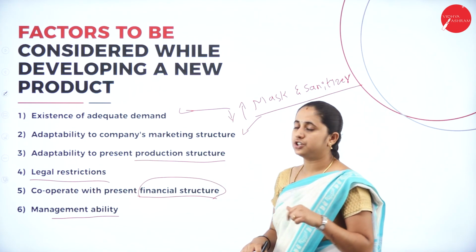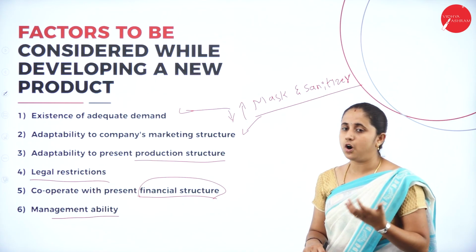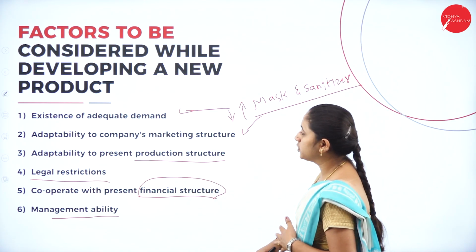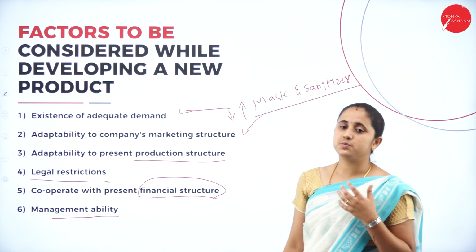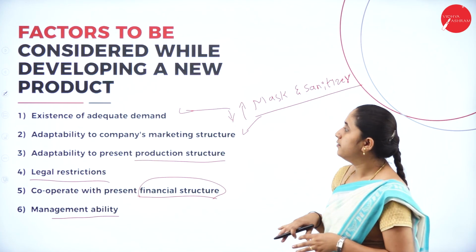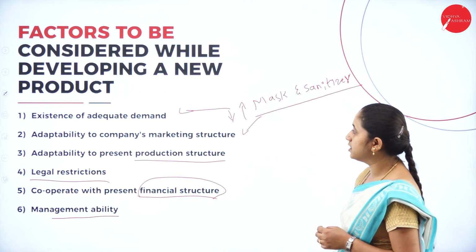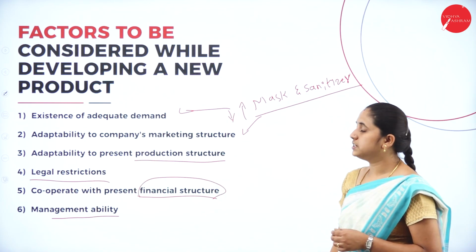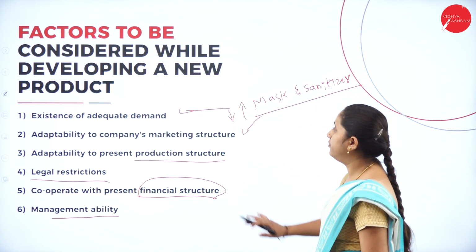Then legal restriction. You need to register your product label, packaging, all these factors so that you can produce your product. Then management ability. The management should have the ability to manage all these functions or all these factors. So you need to concentrate on the factors to be considered. All these factors you need to consider before producing a new product. So these all are the factors.